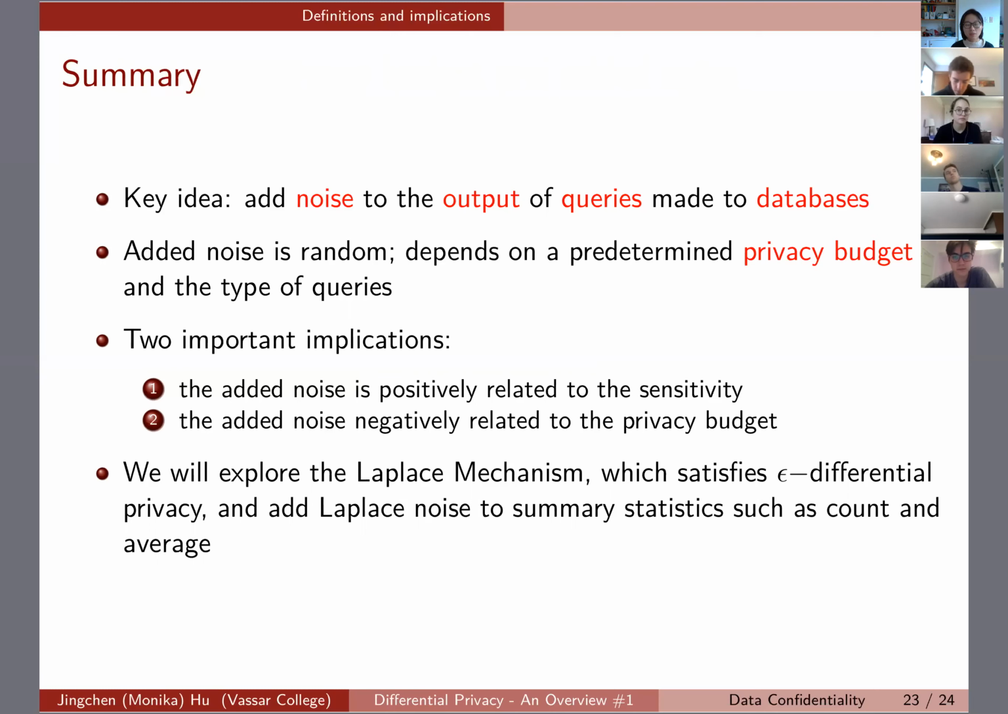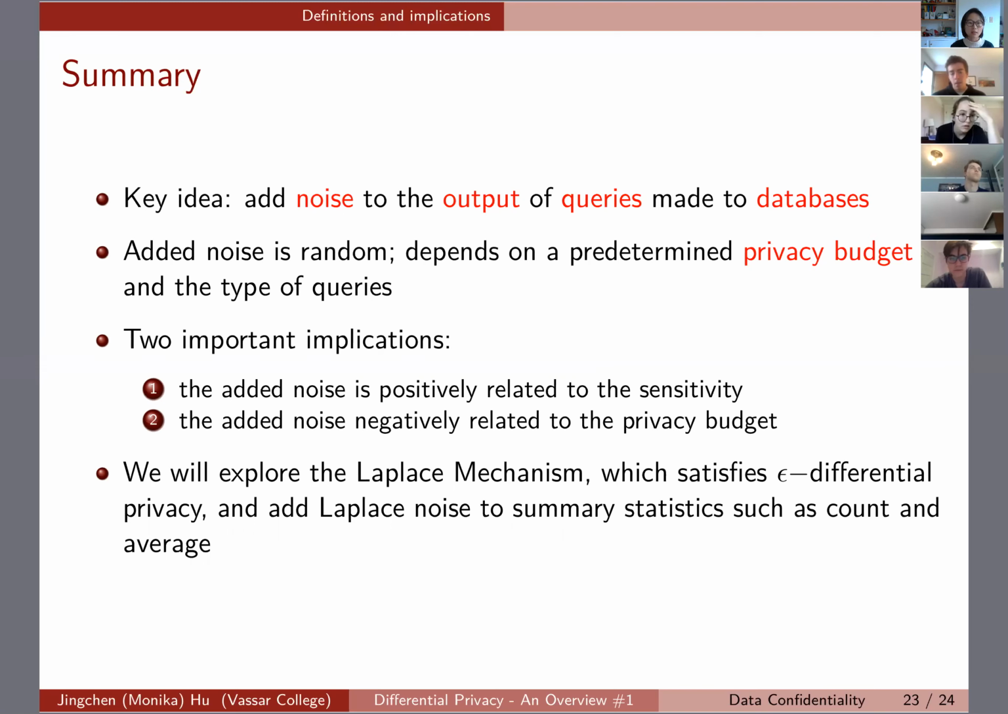Okay. And because of that, next time you will see that when we do this Laplace mechanism, which will satisfy epsilon differential privacy, when we actually add Laplace noise to summary statistics, for example, if we compute an average, we'll have to make sure that the Laplace noise that we add is scaled positively to the sensitivity and negatively to the privacy budget. Okay? And from there, you can see how we can add noise to summary statistics.